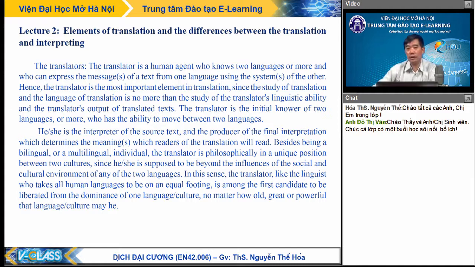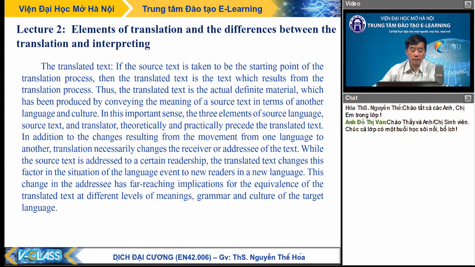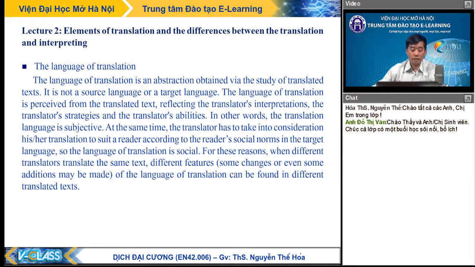The translator is a human agent who knows two languages or more, or who can express the message of the text from one language using the system of the other. The next element is the translated text. The source text is taken to be the starting point of the translation process. Then the translated text is the text which results from the translation process. It is the result.